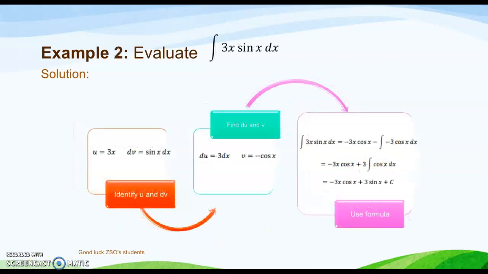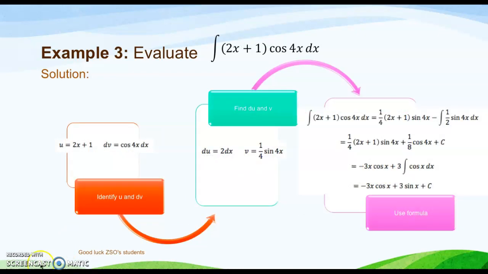Right? So this is the next example. You can see here we have algebra and trigo. So how do we use LIATE? Algebra comes first and trigo comes second. So u is equal to 3x, dv equals sin x dx. Differentiate 3x to be 3. Integrate sin x to be negative cos x. Using the formula, lastly we will get negative 3x cos x plus 3 sin x plus c. This is using the trigo integration. Right?